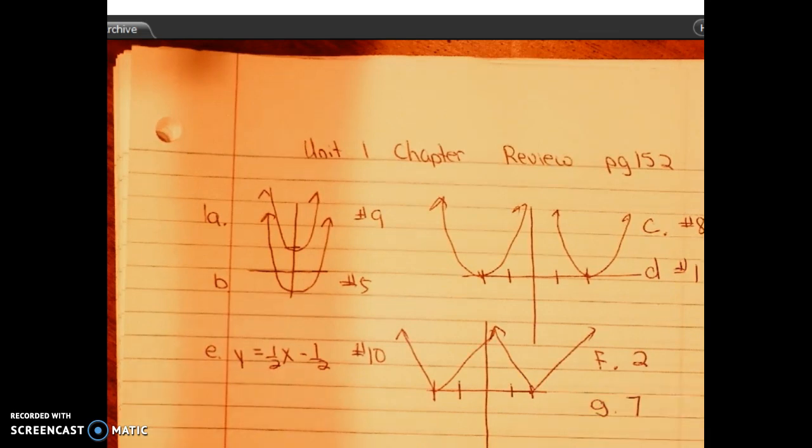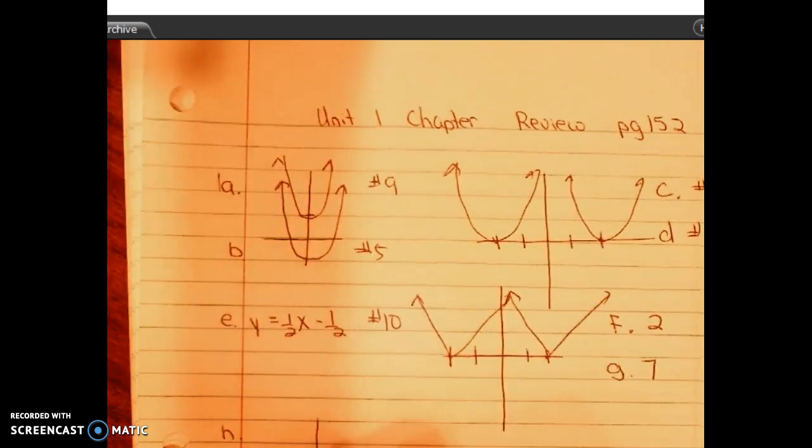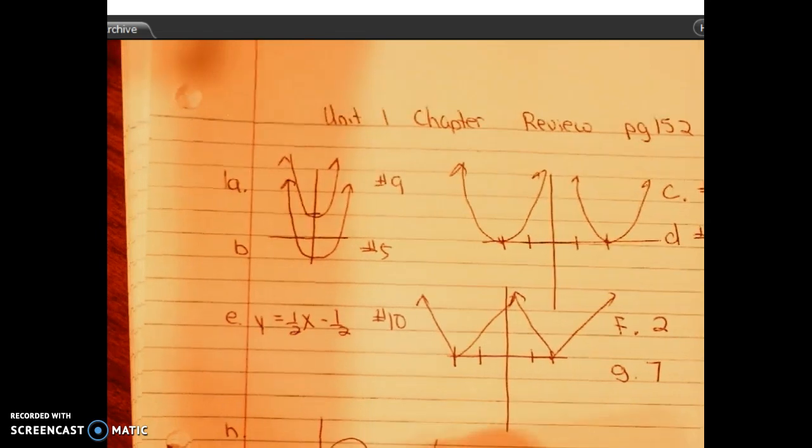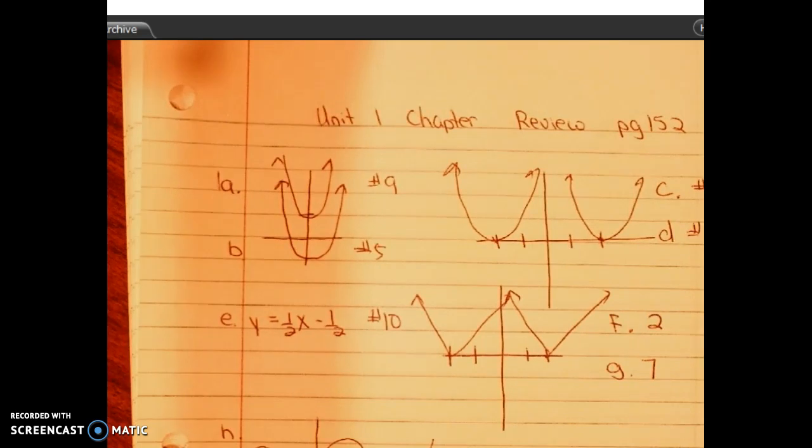Letter H is y equals negative sine of x. So the sine graph is a wave. What's unique about that, if there's no translation, it is centered at the origin. So it looks like the following. If you notice, though, it has a negative out in front.